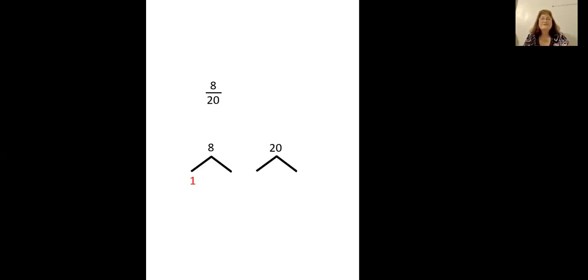Okay, the factors of 8 are 1 and 8, 2 and 4, and the factors of 20 are 1 and 20, 2 and 10, 4 and 5. The highest number they have in common is 4. So we're going to go up to the top and divide the 8 by 4, and that gives us 2. We divide the 20 by 4, and that gives us 5. 2/5 is our answer.